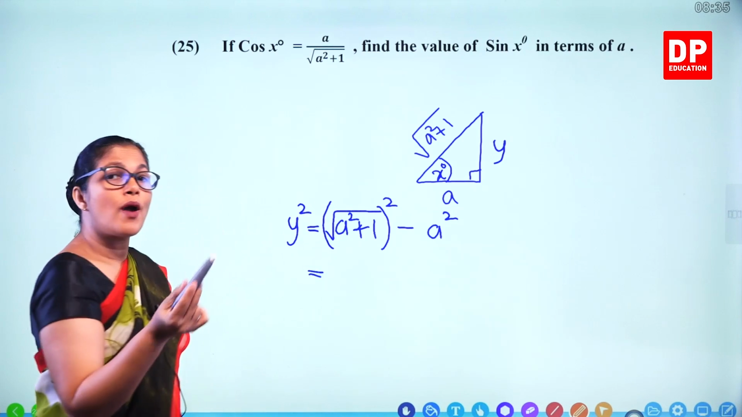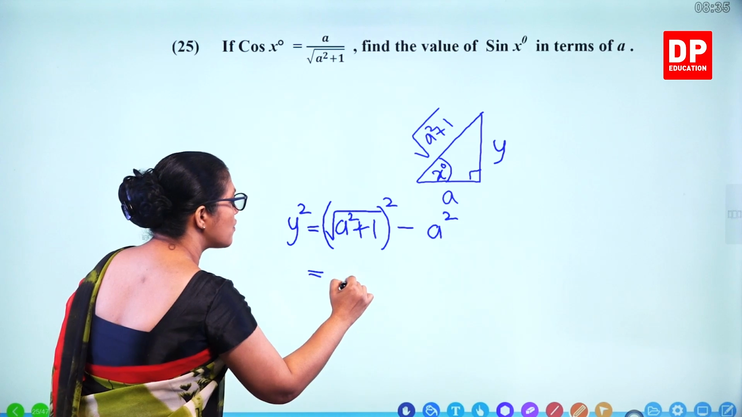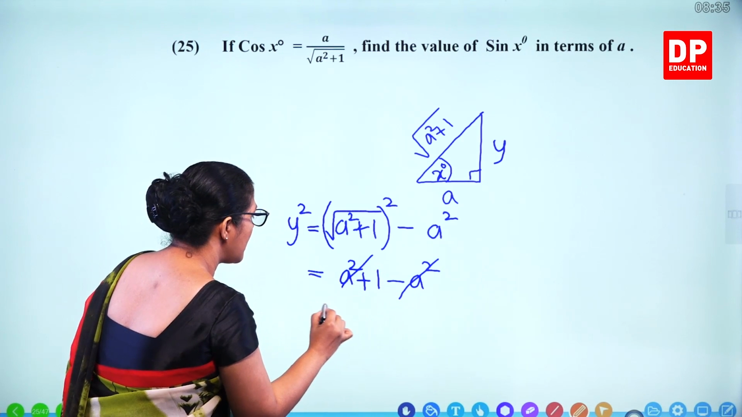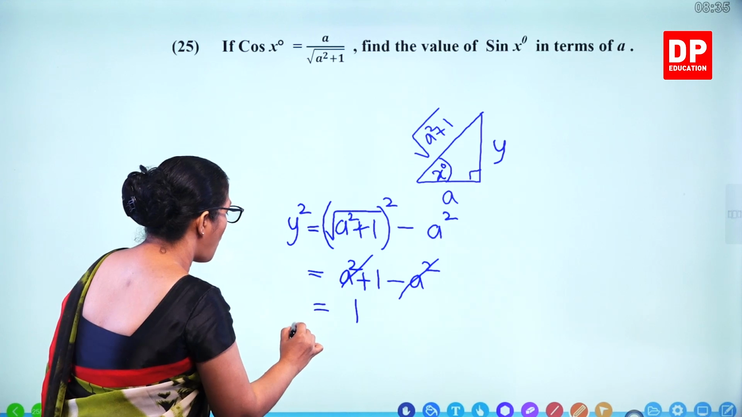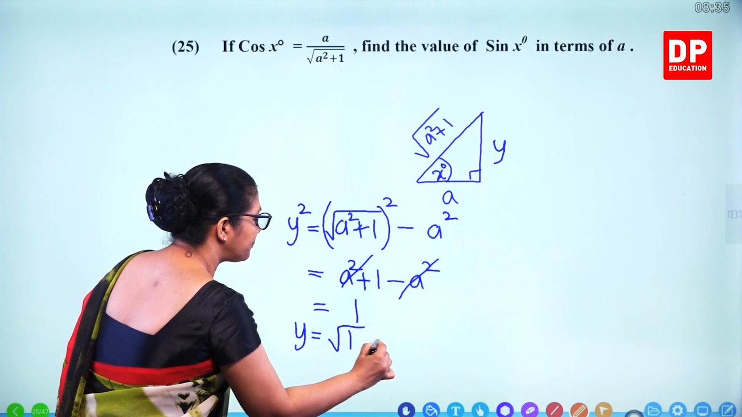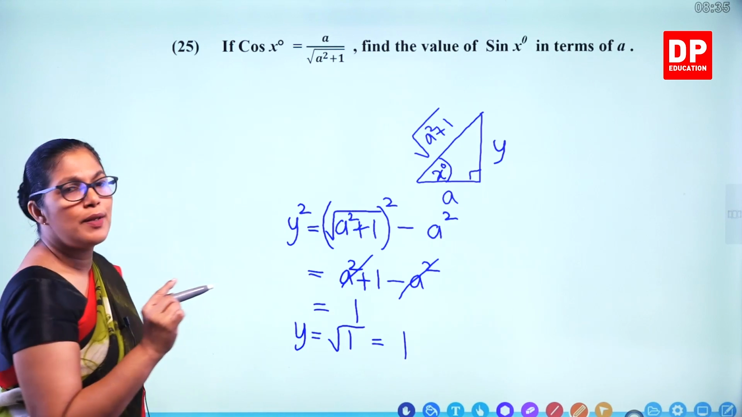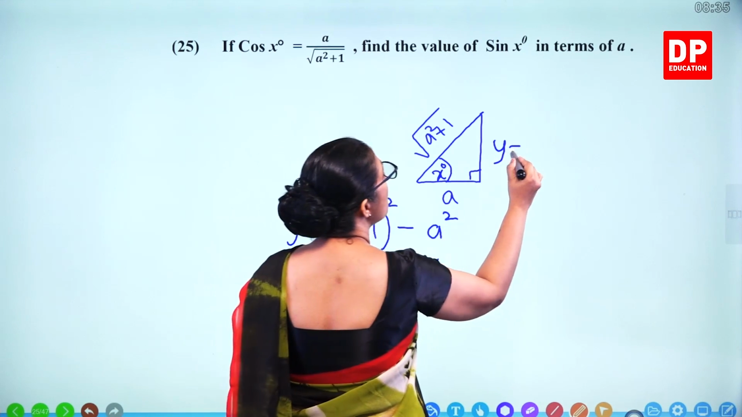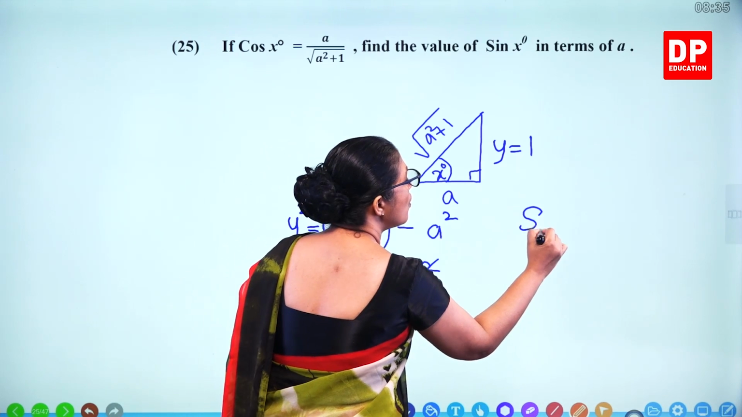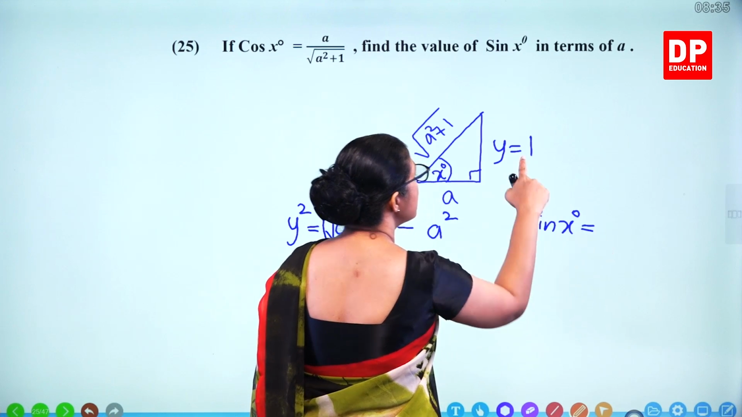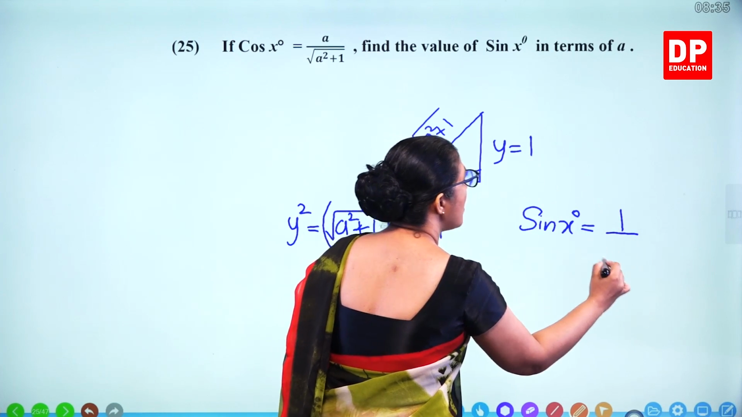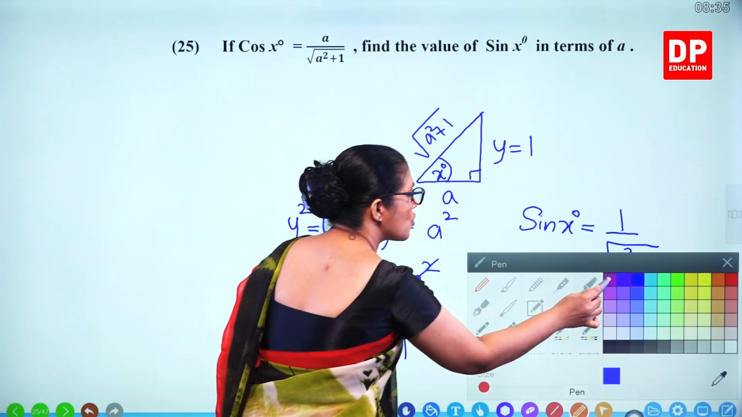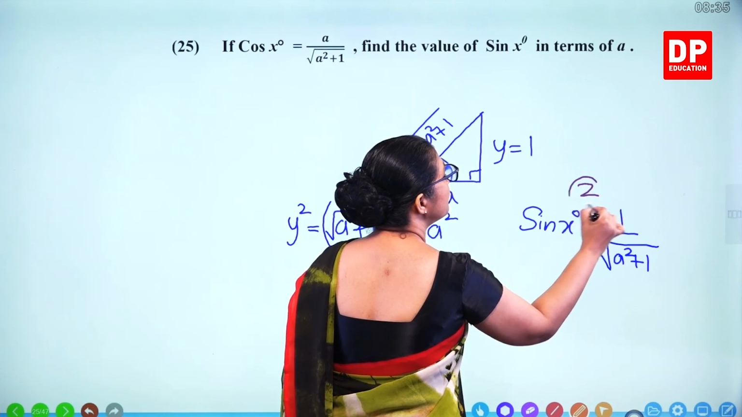So square and square root get cancelled out and you get a squared plus 1 minus a squared. A squared also gets cancelled out, you get 1. y becomes square root of 1. That's 1. You take only positive value. So this side is 1. So what is sine ratio? Sin x becomes opposite, that's 1, over hypotenuse, a squared plus 1. So you get this ratio. So you get 2 marks for that.